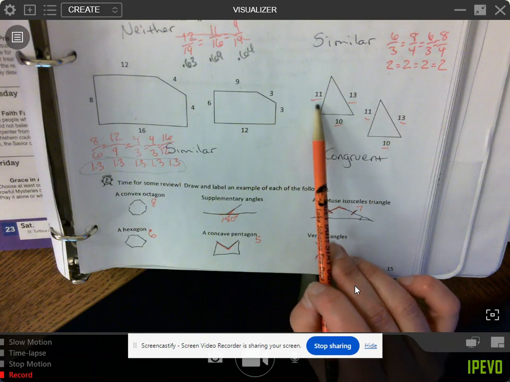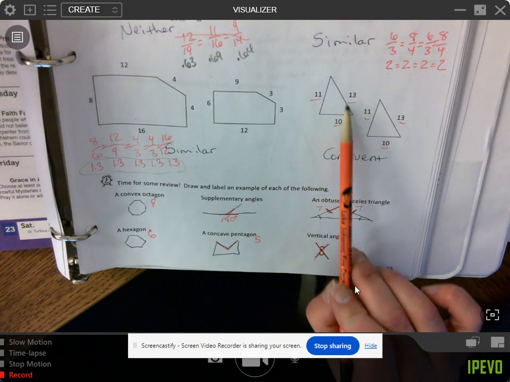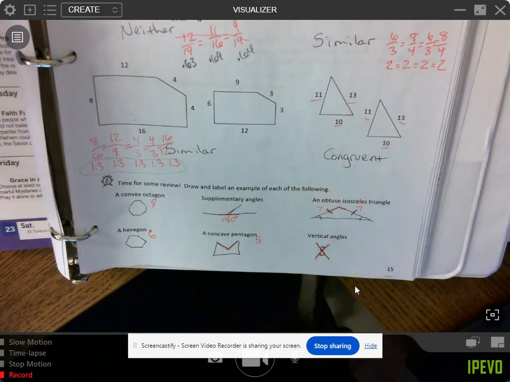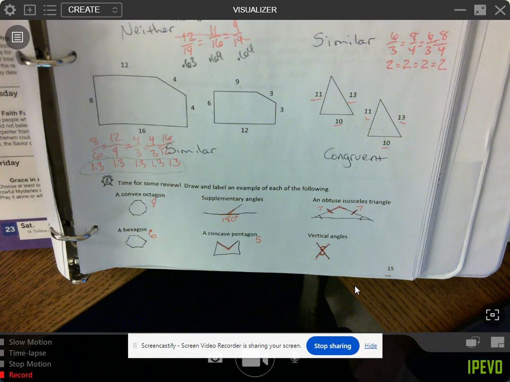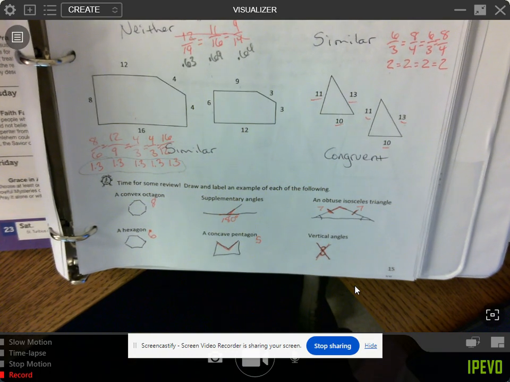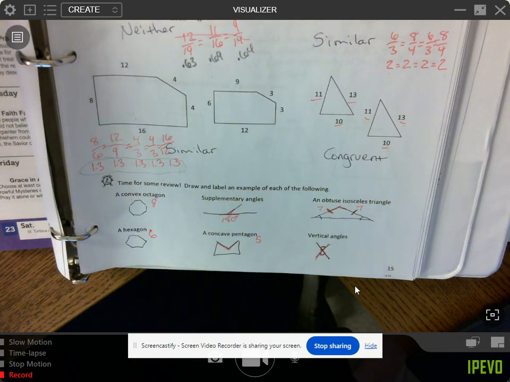For this one, I've got 11 to 11, 13 to 13, 10 to 10. They are identical, exact same measurements. So because they are identical, they are congruent. Any questions on either of those? All right, now our review.